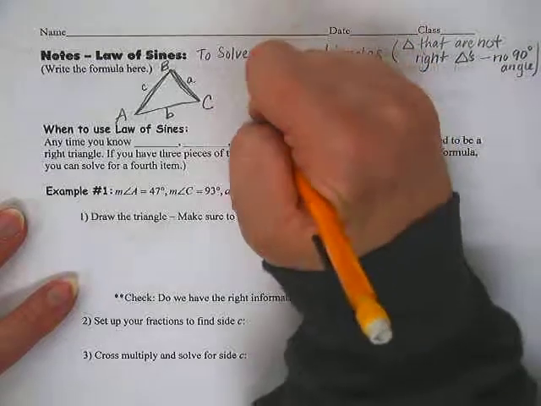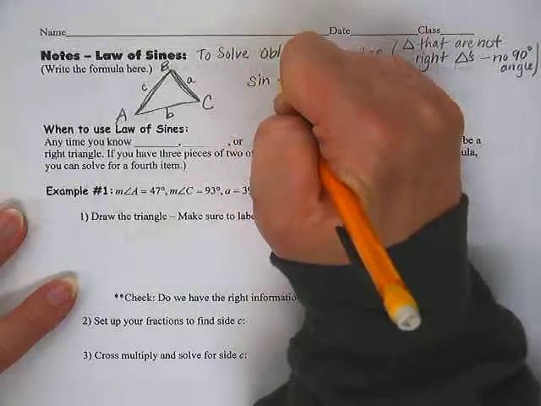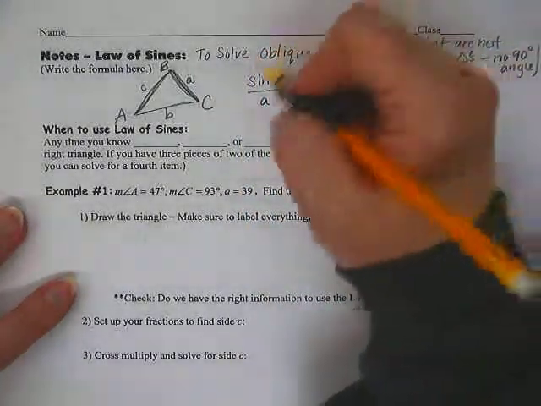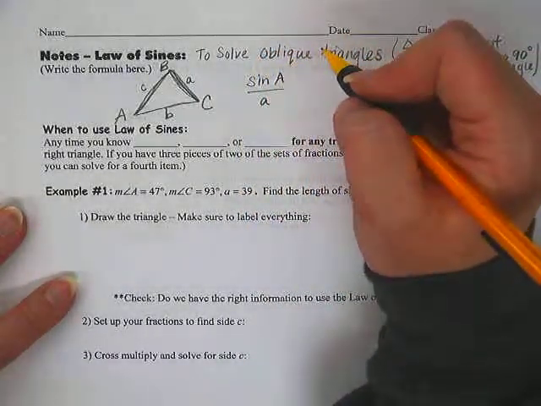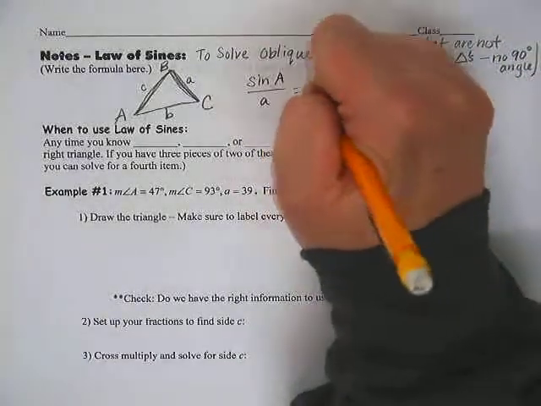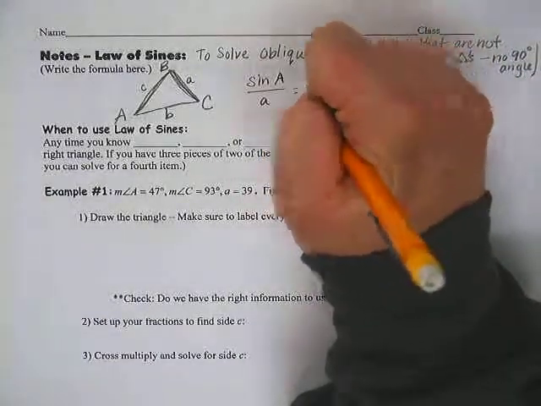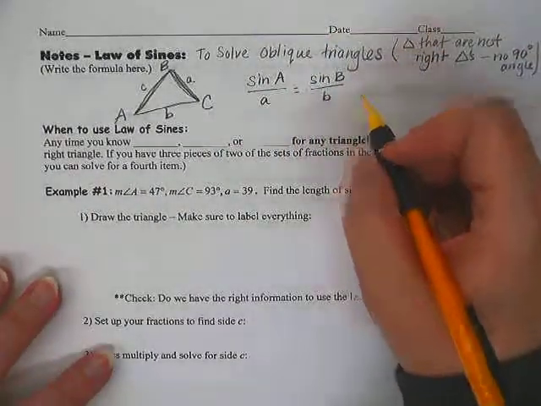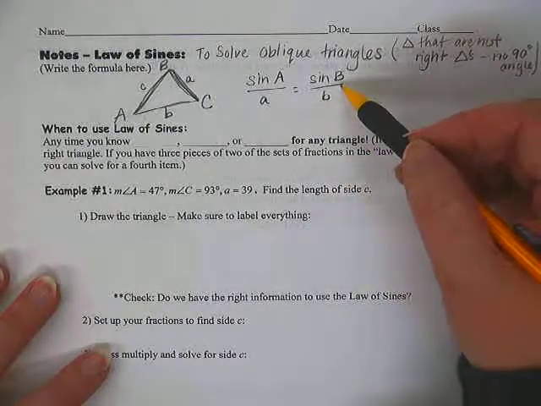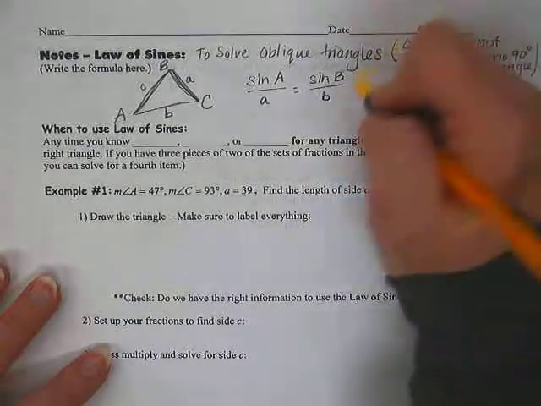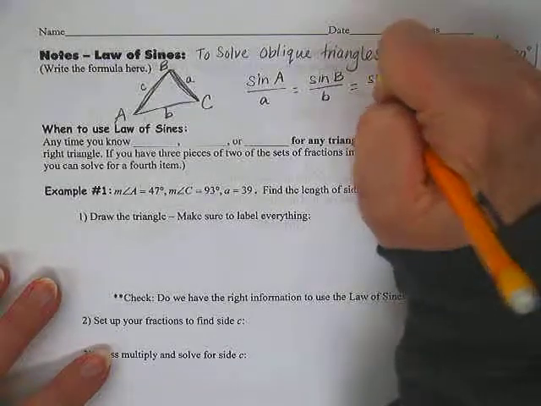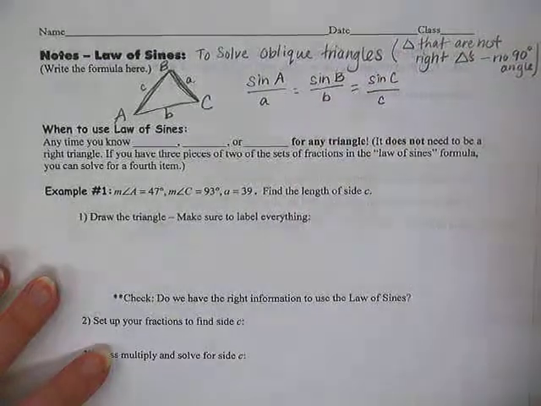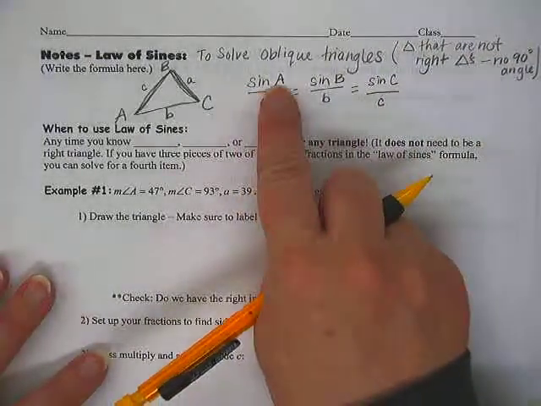Okay. Here's the formula you're going to use. The law of sines says that the sine of angle A over the length of side A, that ratio, because that's a ratio, right, when you divide two numbers like that, is equal to the sine of angle B over side B. Yes, Kenny? Okay, also, the sine of angle B divided by side B is equal to the same ratio as the sine of angle C over side C.